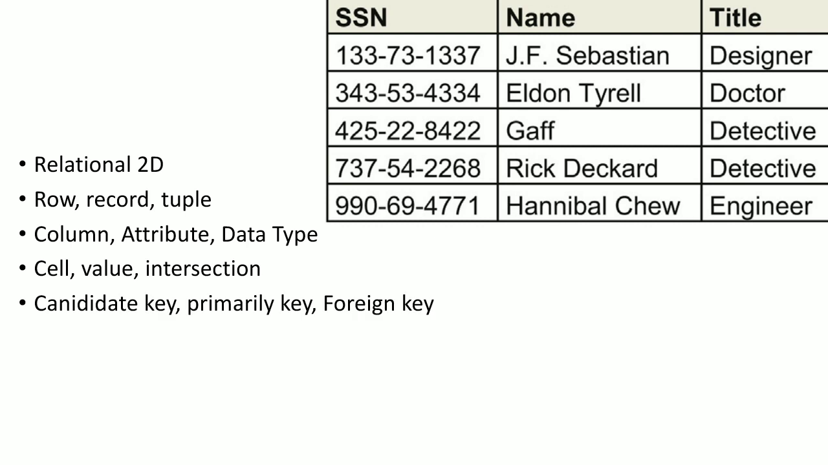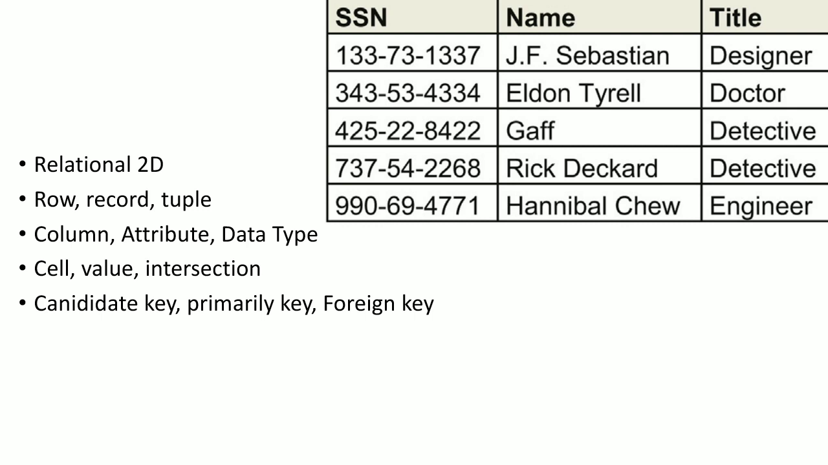Now there are different keys, and in this case the candidate key is any key which seems to be unique. For example, in this case we can see that SSN and name are two attributes whose values can be considered as candidate keys. But since SSN is truly unique, it is considered the primary key.